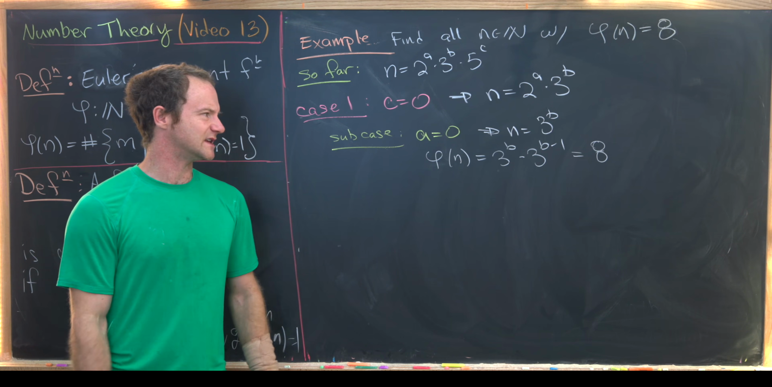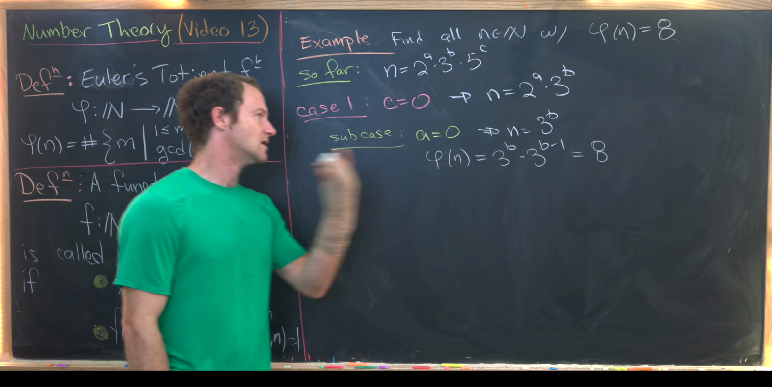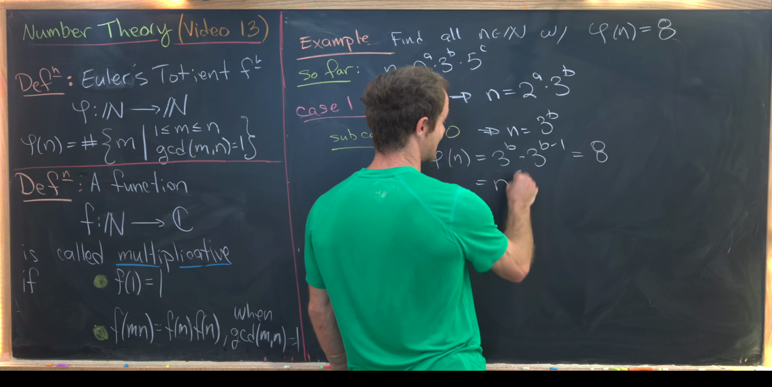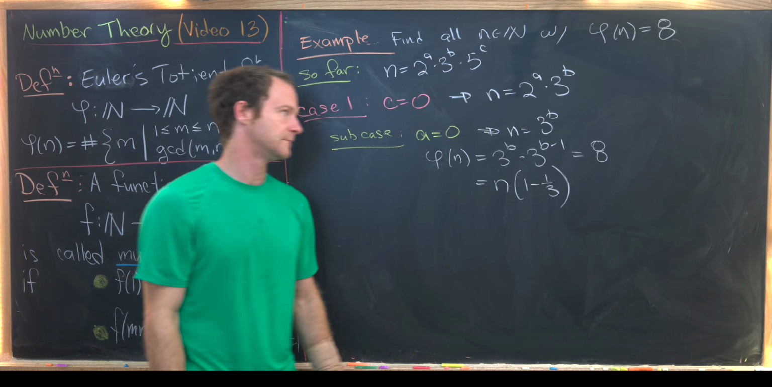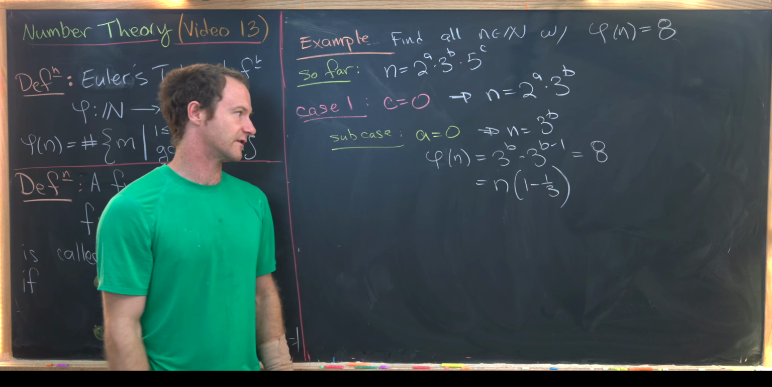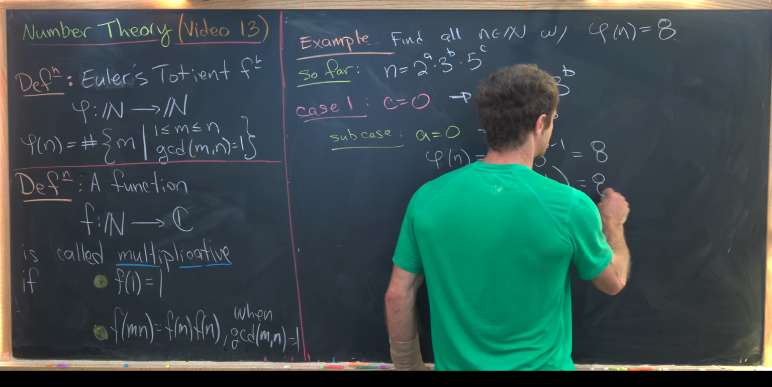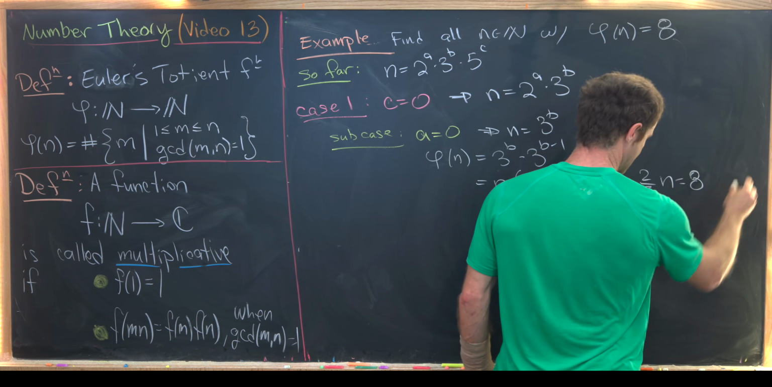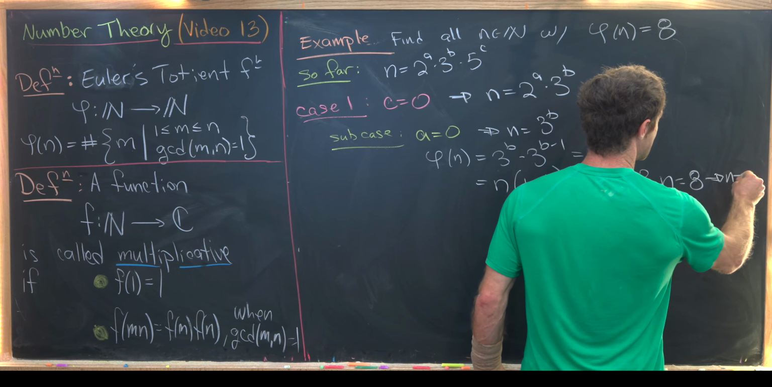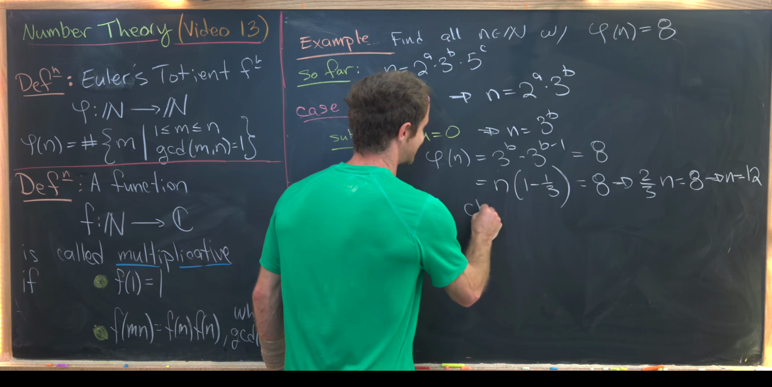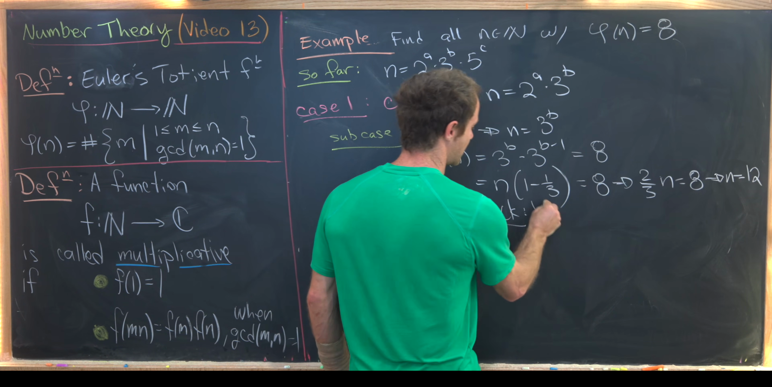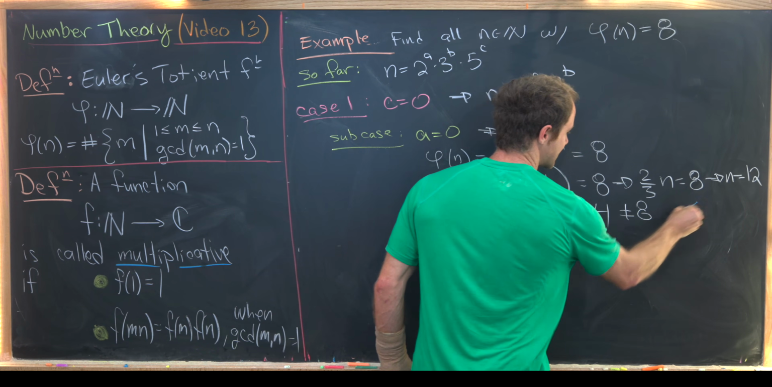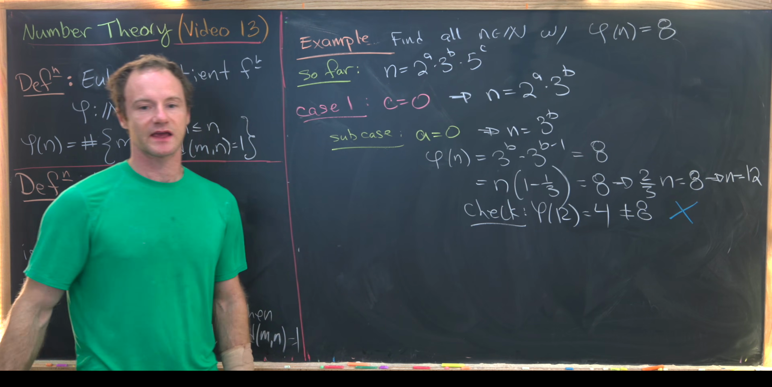Now, there are a couple of ways that you can figure out that is impossible, but let's just go ahead and factor out the 3^b from this, and notice that this is equal to n times (1 minus 1/3). That's also by our formula for phi of n, and we need that to be equal to 8, but that tells us that 2/3 times n is equal to 8. But notice that gives us that n is equal to 12. But now, since all of this is kind of funny business, we probably need to check. But phi of 12 is equal to 4, which is not equal to 8. So that means we do not get a solution in that case.